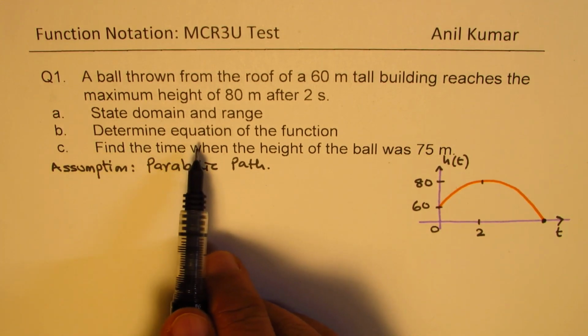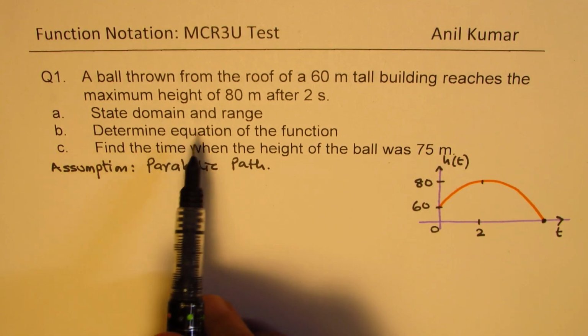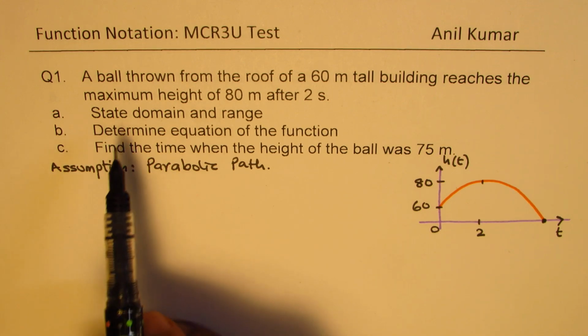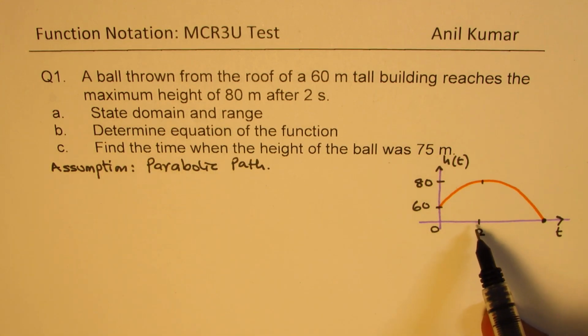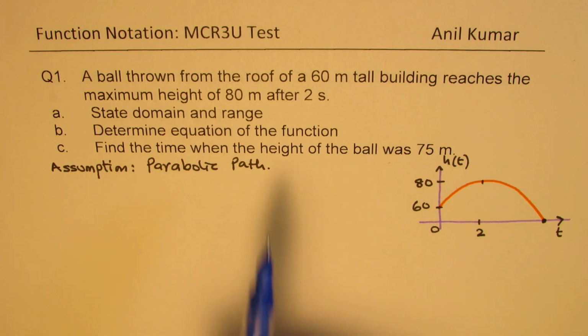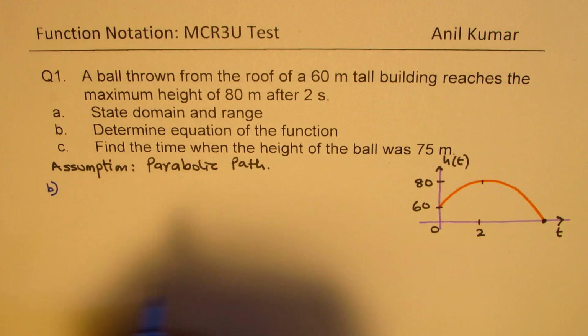Part B is to determine the equation of the function itself. So I think we'll have to first find the equation and then only we'll be in a position to write the domain of this particular function. Range is clear. It is from 0 to maximum of 80, right? So we'll actually begin with part B, and we'll first find the equation of the function.